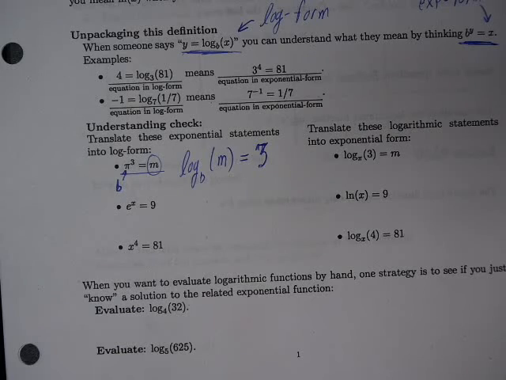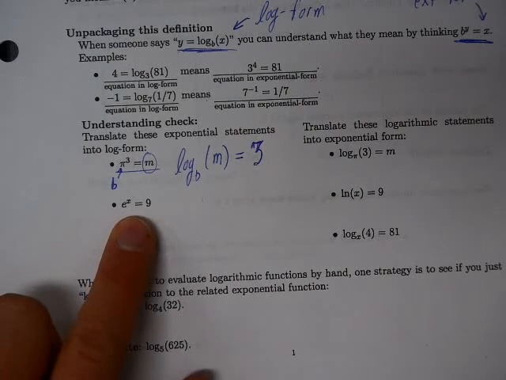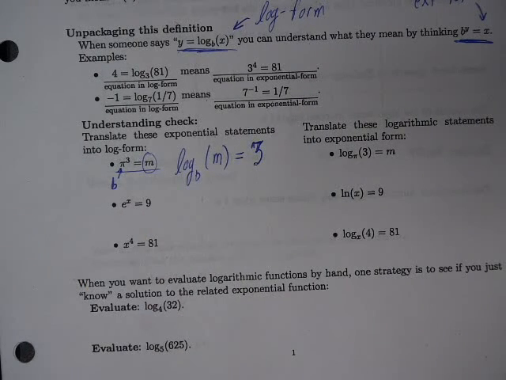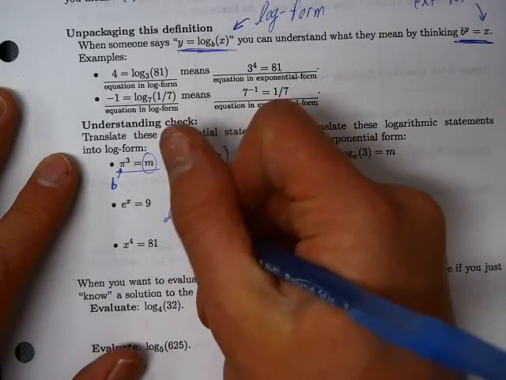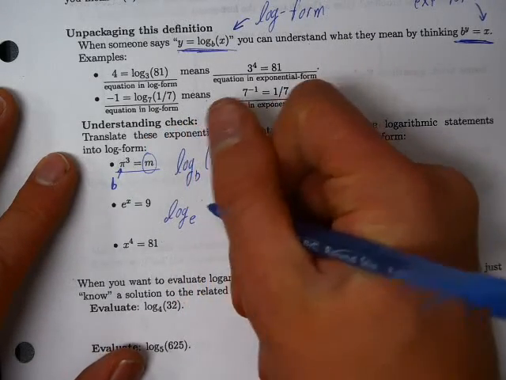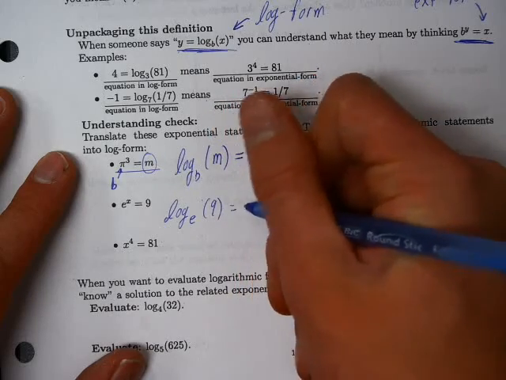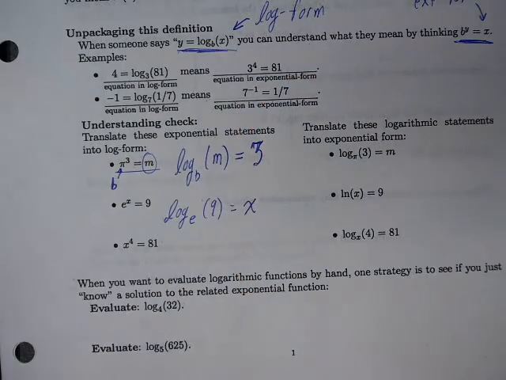Let's do the rest. e to the x is equal to 9. What's the base of that exponent? e. There's the b that I need to use. So this should mean that the log base e of 9 is equal to x. And I want to introduce a piece of notation. Yeah, I think you're going to address it: natural log.